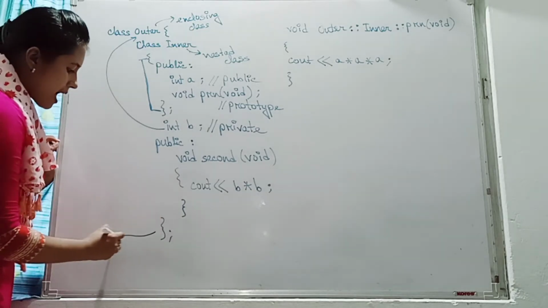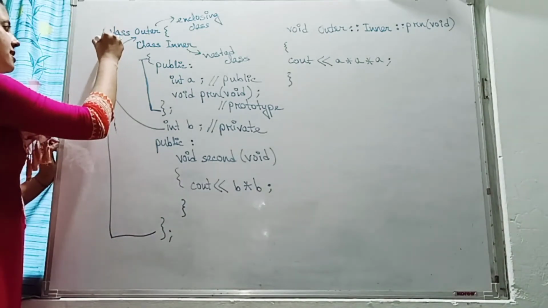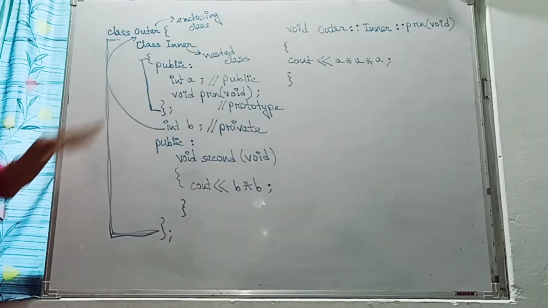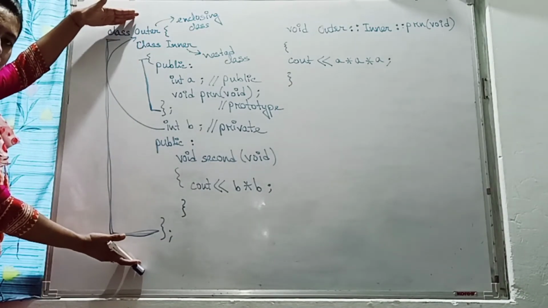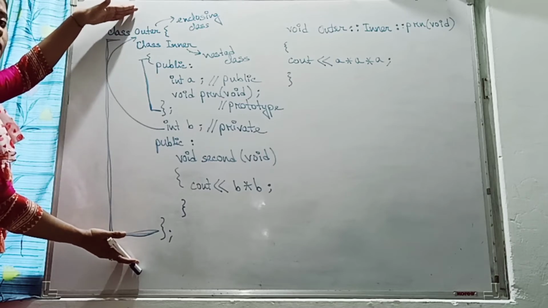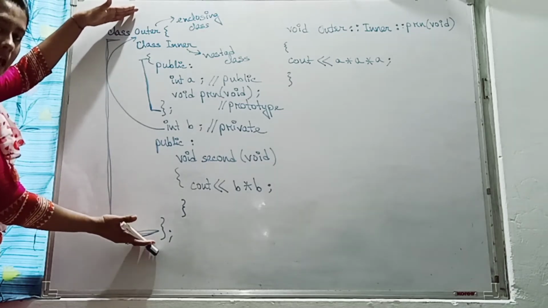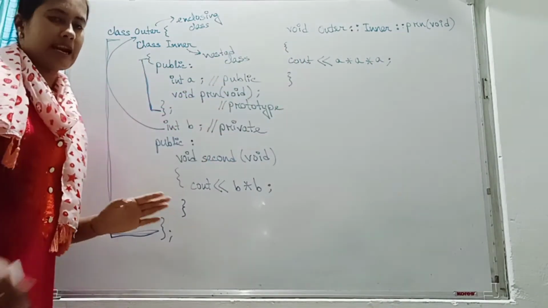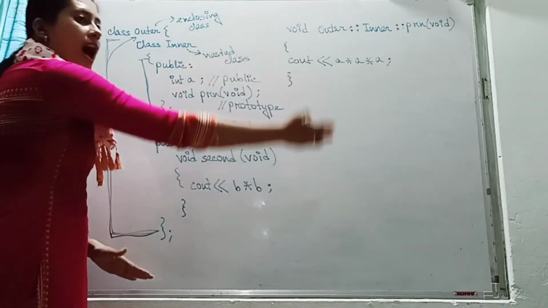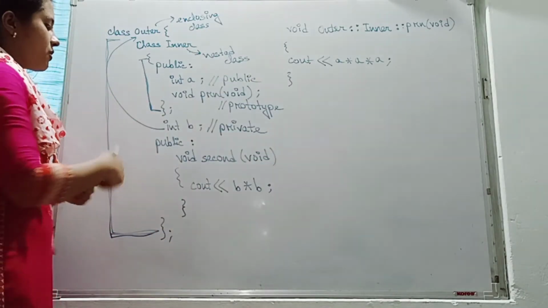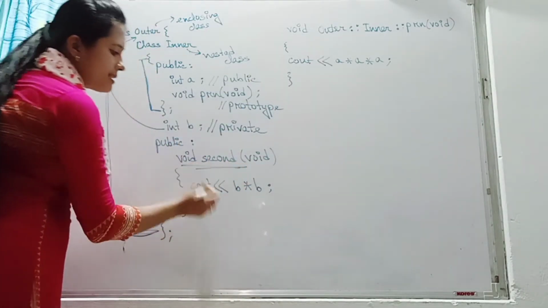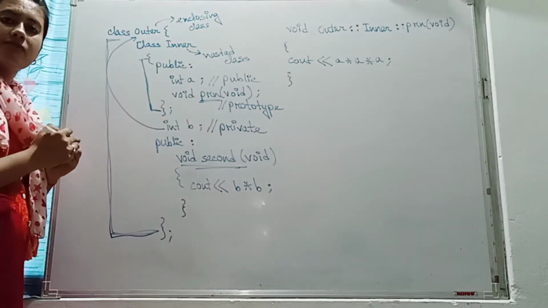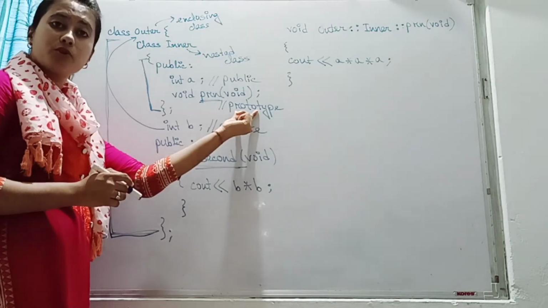Now you see the outer function is over here. This is the enclosing class's definition which is over here. Up to this the outer class is okay, means it is the lifetime of that outer class. Now after moving out of this class, means we have moved out of the inner class also, outer class also. Now you see here second's definition is given, but PRN's definition is not given. Only we have declared the prototype.